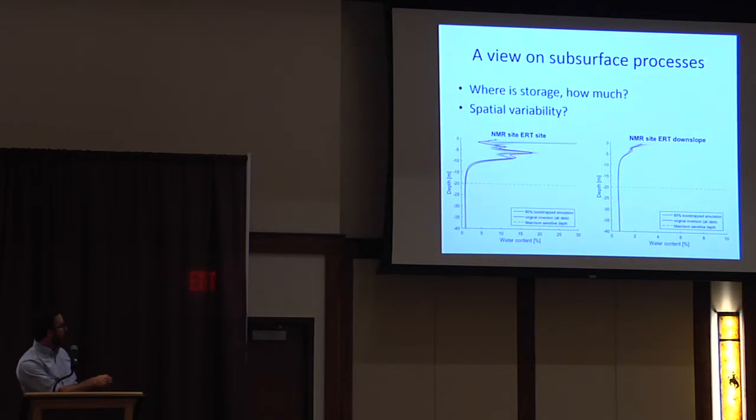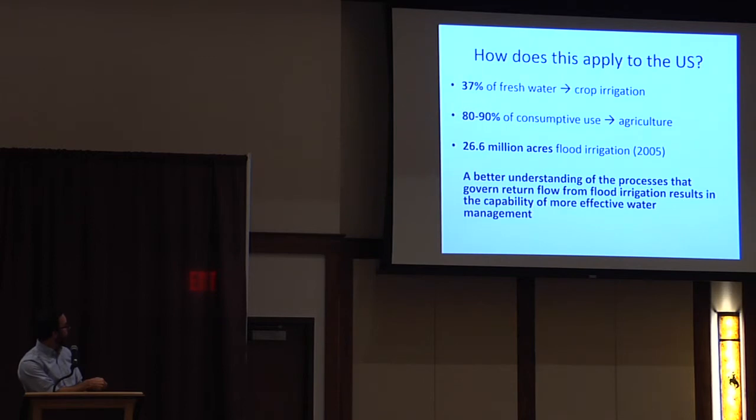If we go to other areas, this is probably only about 500 meters away from this one, what we see is much less storage. And so the story here is that there is a significant amount of heterogeneity in water storage in the groundwater across this site. This one is only about 2%.